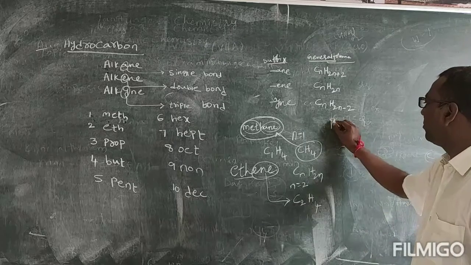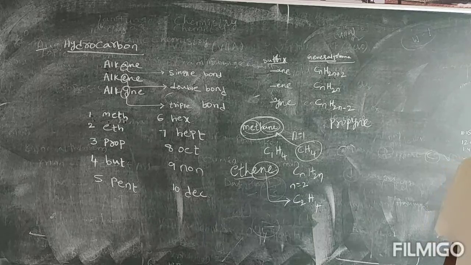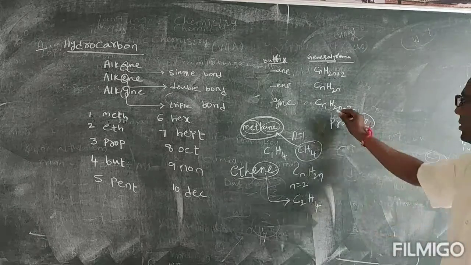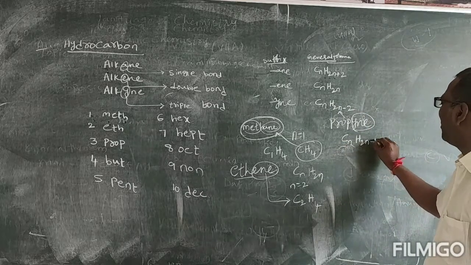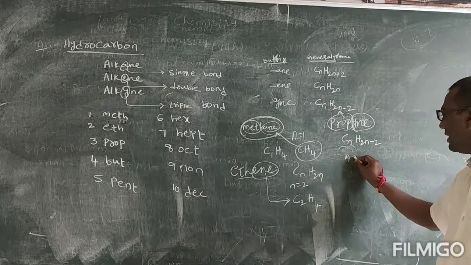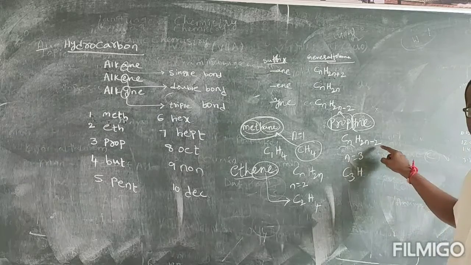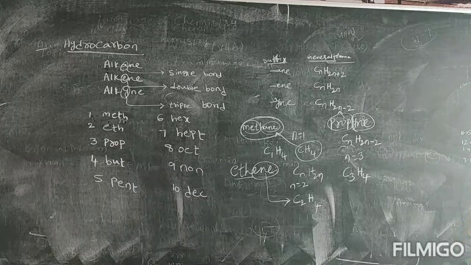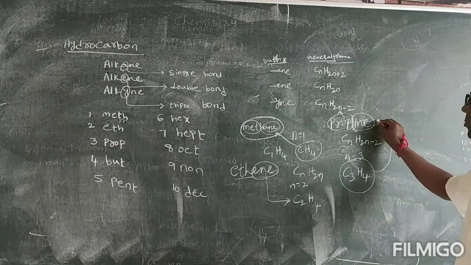In the same way, propyne. How to write the formula of propyne? So the same, yne means triple bond. The general formula is CnH2n minus 2. Prop means 3 carbons. So n equal to 3. So C3, H, 3 twos are 6 minus 2, that is 4. C3H4. So C3H4 is the formula of propyne.